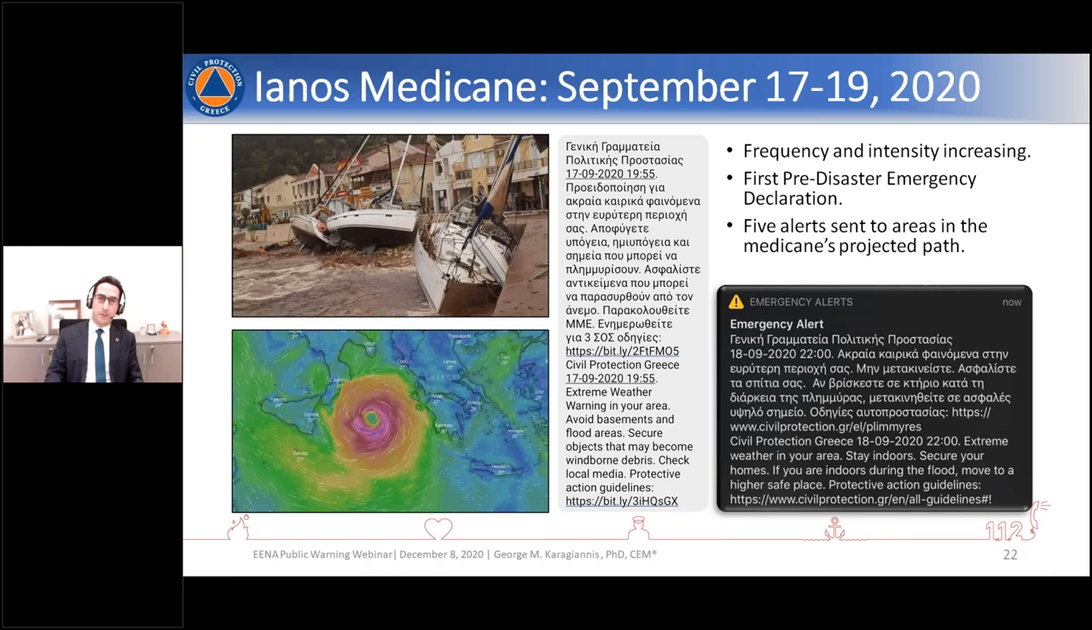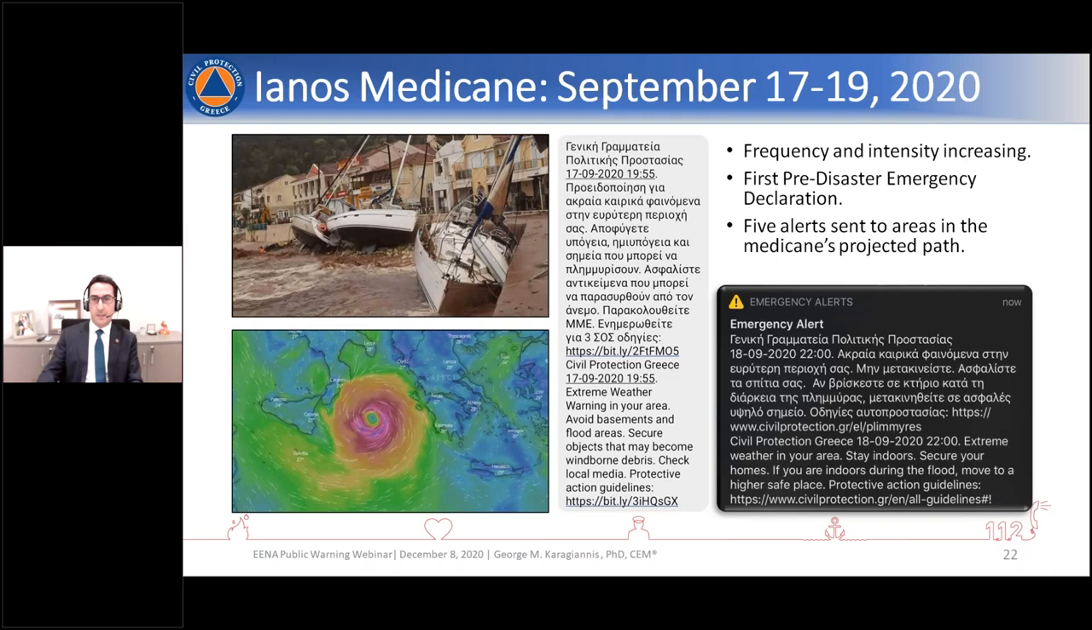In this situation, this was the first case where we issued a pre-disaster emergency declaration. Among others, we sent five alerts to areas in the medicane's projected path, which included the southern Ionian Islands, Peloponnese, and parts of Crete.